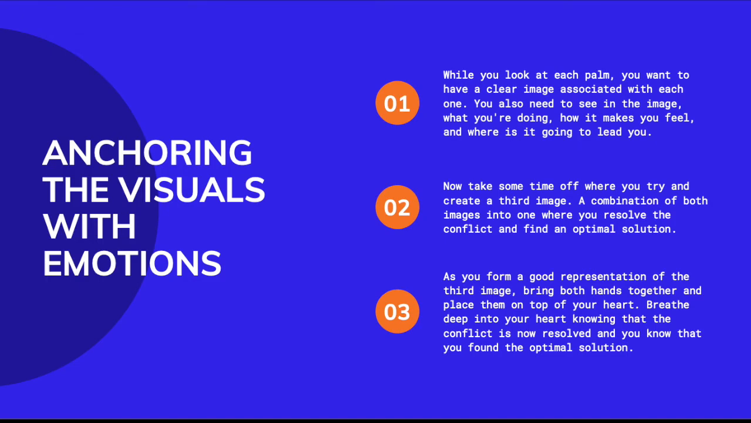As you form a good representation of the third image, bring both hands together and place them on top of your heart. Now you want to breathe deeply into your heart, knowing that the conflict is now resolved and you know that you found an optimal solution. Now once you open your eyes, you will automatically be geared towards the third representation you created, toward the third solution you created, which is the combination that would resolve the conflict and get you what you want and what you need at the same time.